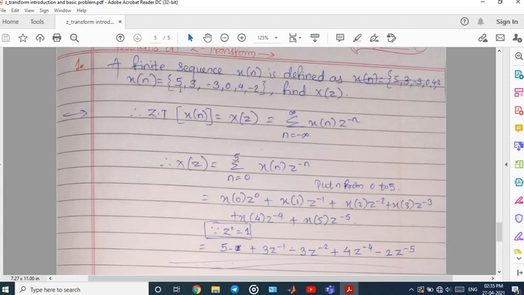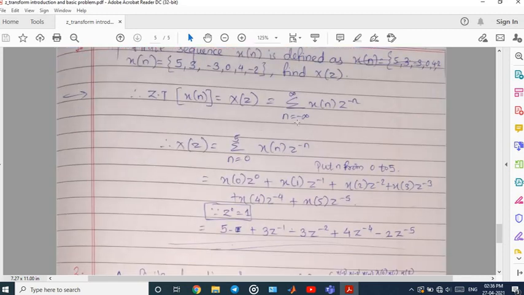Okay, so 0, 1, 2, 3, 4, and this is 5. Summation will be from n equals 0 to n equals 5, because of the length of the sequence. Summation is nothing but the length of the sequence. It varies from minus infinity to plus infinity. And then x of n, z raised to power minus n as it is.